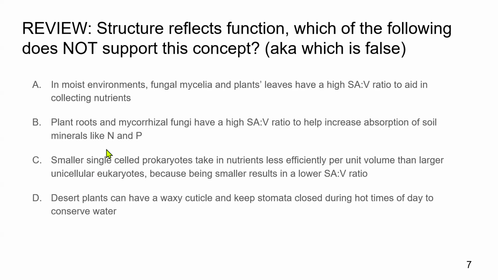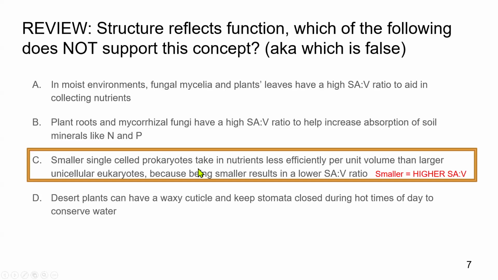Going once, going twice, 3 times, and sold. 86% are saying C. C is the false statement. When you're smaller, you have a higher surface area to volume ratio. So a smaller single-celled prokaryote is going to be a little bit more efficient in taking in nutrients per unit volume because it'll have a higher surface area to volume ratio than a larger eukaryotic cell. Any questions about any of these other choices?